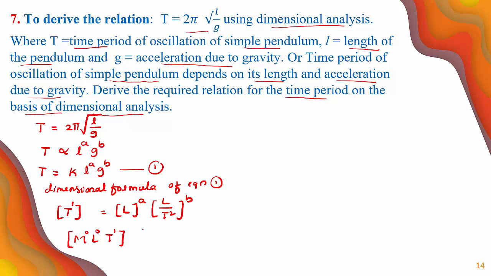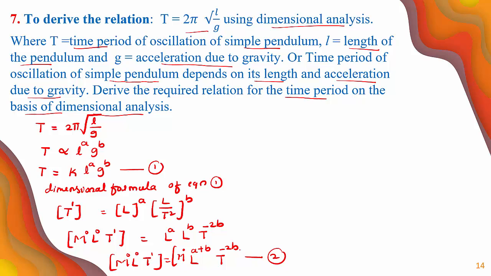This is on LHS side. Here we can write L raised to A. Here it is L raised to B, T raised to minus 2B. Or we can write m raised to 0, L raised to 0, T raised to 1. Keep as it is. On RHS side, bases are same, power must be added. So we can write L raised to A plus B, T raised to minus 2B. Let us take it as equation number 2. Here we can write m is 0. Right? Now, what is the third step?